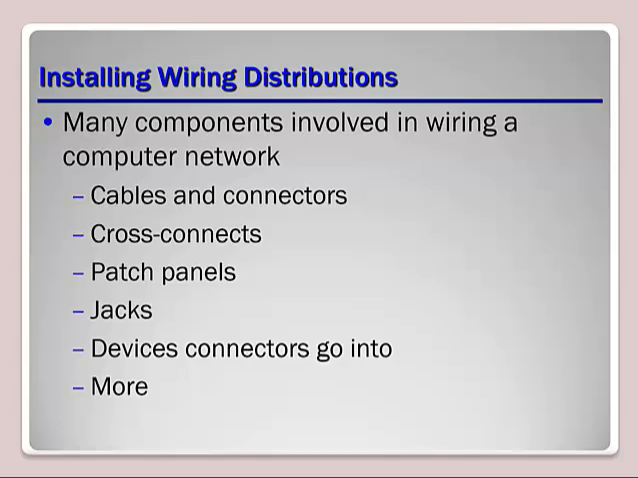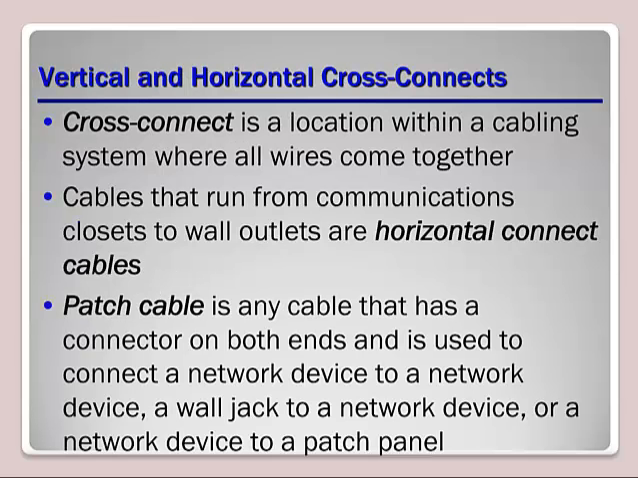All right, wiring distributions. There are many components involved in wiring a computer or network: cables, connectors, cross connects, patch panels, jacks, devices, and more. All right, so the vertical and horizontal cross connects. A cross connect is a location within a cabling system where all the wires come together.